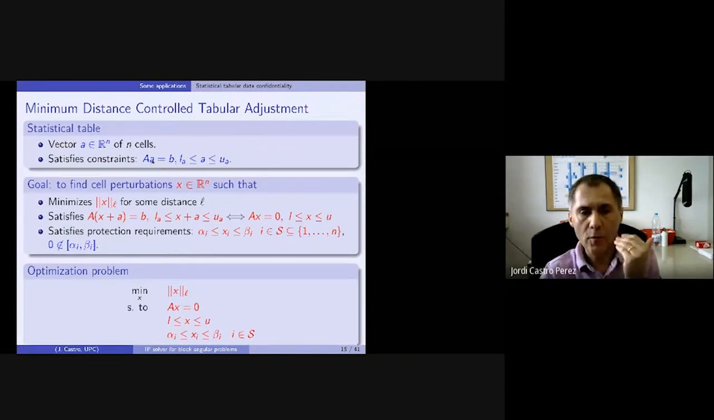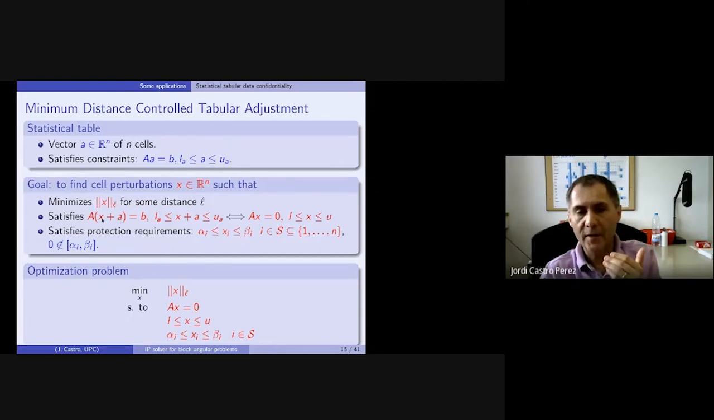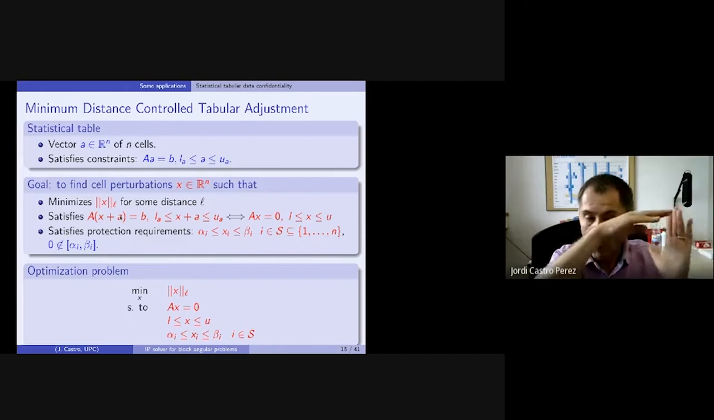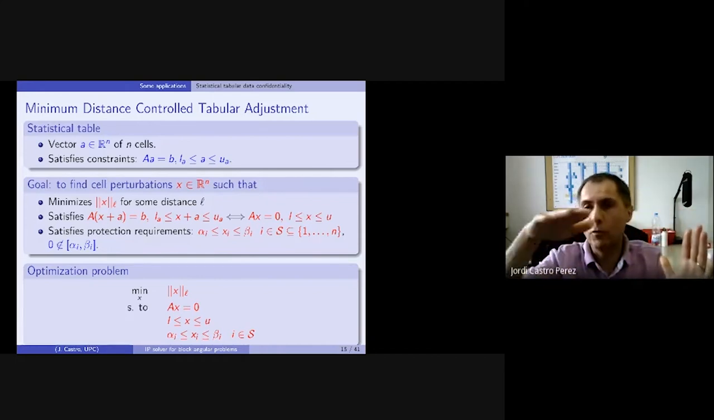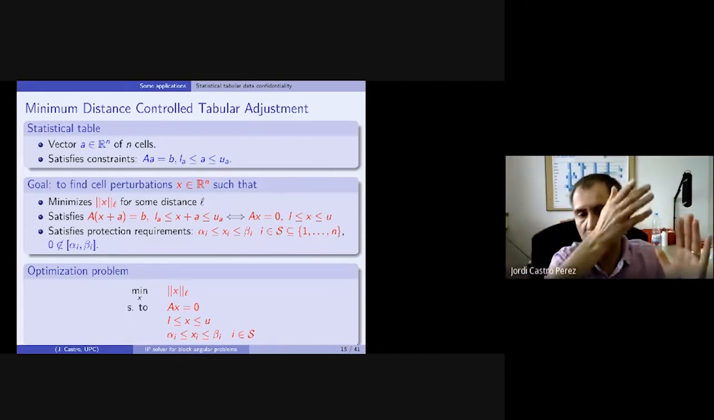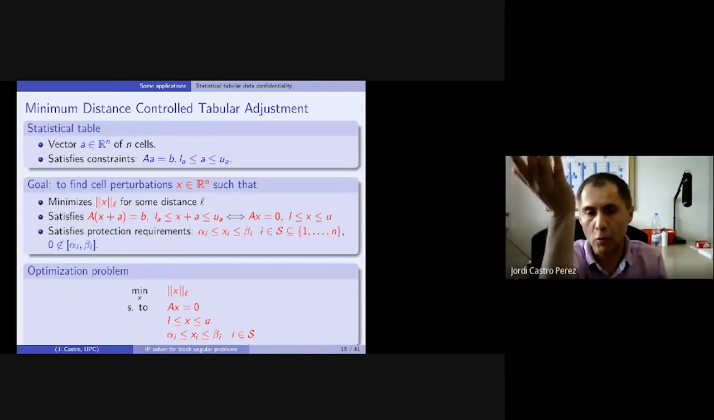So then we want to minimize the perturbations such that the value of the cell plus the perturbation has to satisfy the equations of the table. That means if you perturb the table, we still have to guarantee that the sum by rows has to be equal to the total, the sum by columns has to be equal to the total. So if some cell goes up, some other cells have to go down, okay?